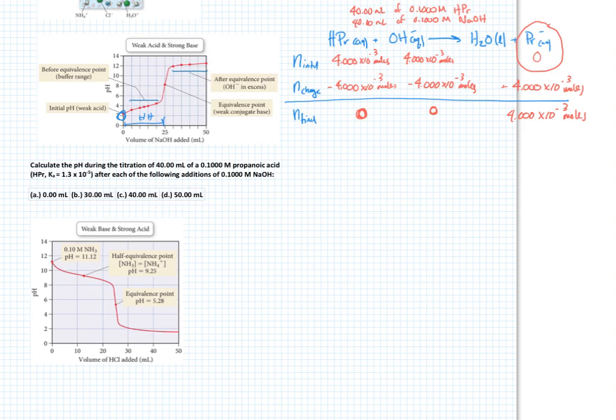Okay, so here's a time to stop and think about what's happening. Now we have a solution that's only made up of water plus conjugate base. Because this is water and conjugate base, they're actually in equilibrium with one another. So we have a reaction that looks something like this: the conjugate base plus water yields conjugate acid plus OH minus.